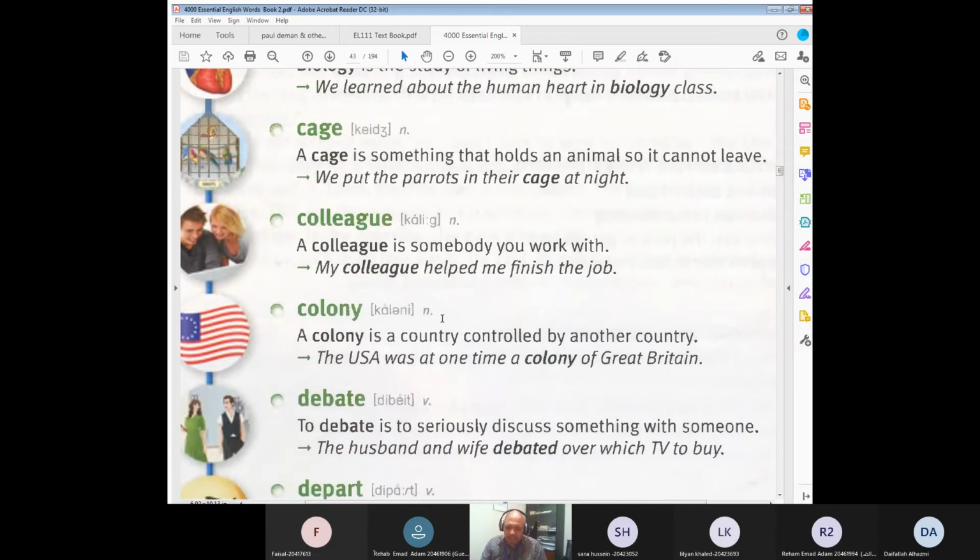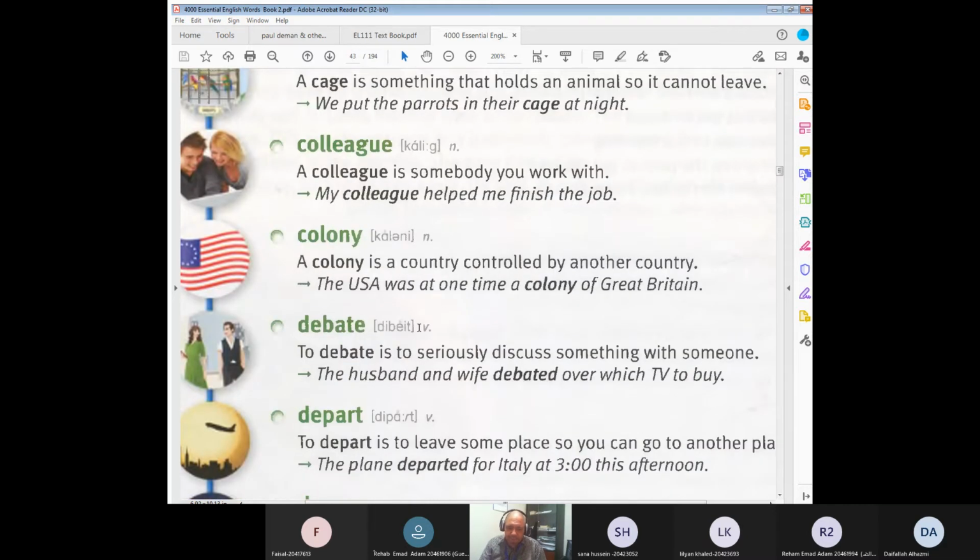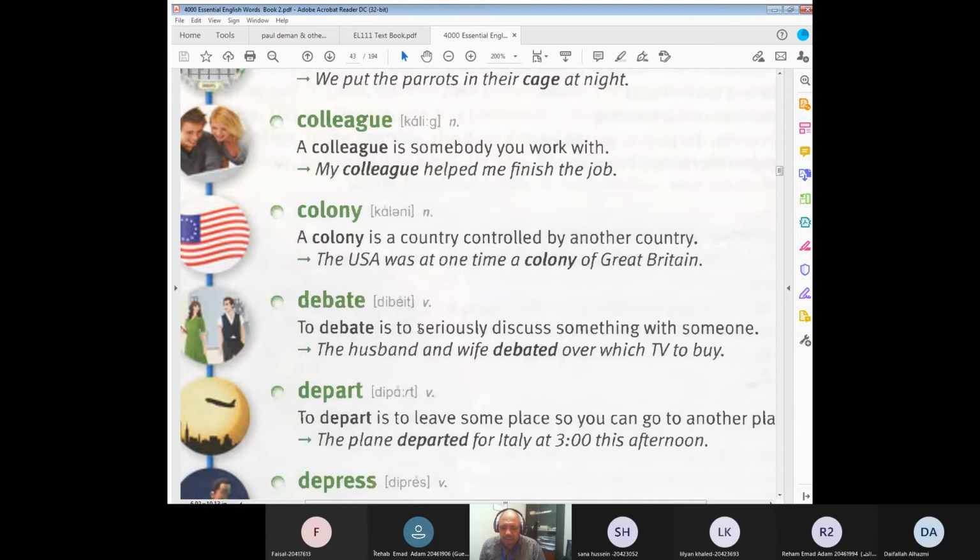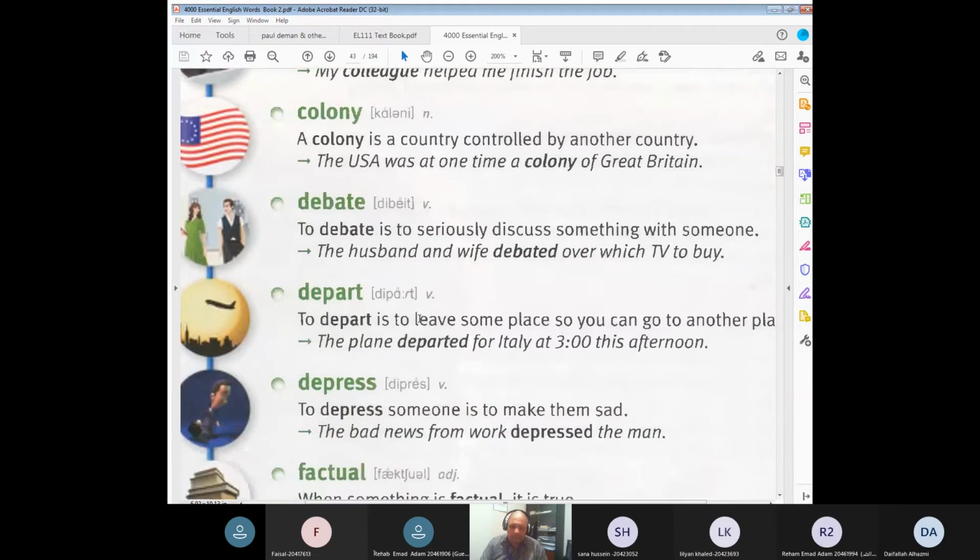And then colleague, people that work with you, people that study with you. So a colleague is somebody you work with or you study with. So my colleague helped me finish the job. And then you have colony. A colony is a country controlled by another country. When we say, for example, that at one point the USA was a colony of Great Britain. So Great Britain was the big country and the USA was one of its colonies. Like مستعمرة.